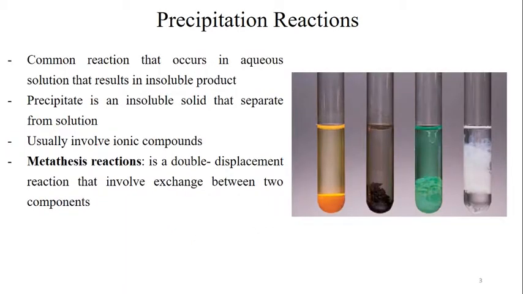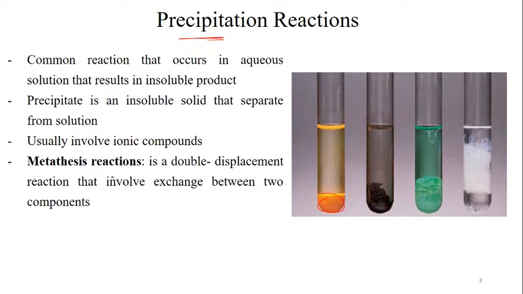So, precipitation reaction is a common reaction that occurs in most aqueous solutions. This is a result of an insoluble product. So, if I have two components that react together in aqueous solution and the result is a precipitate, this is what I call a precipitation reaction. Usually, it will involve ionic compounds.